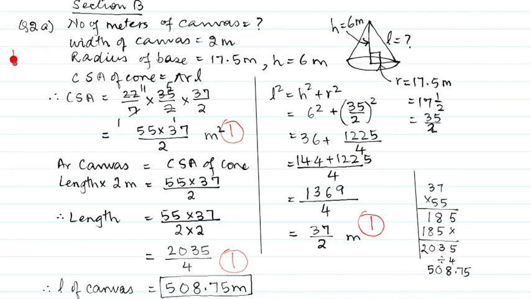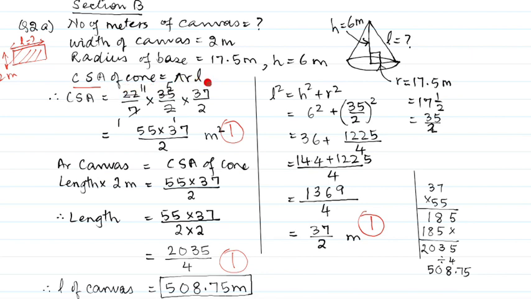Now remember, the canvas is going to be rectangular like this. So the width from here to here is 2 meter. And you have to find out how much is this length. Okay, now this is going to be used for making the curved surface area. So basically radius of the base has been given, the height is given, so you find the CSA, that is curved surface area of the cone.